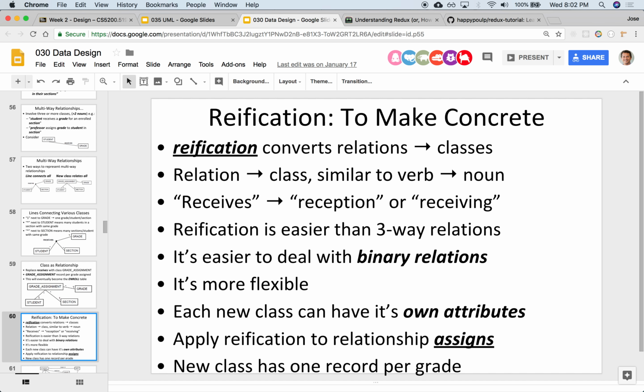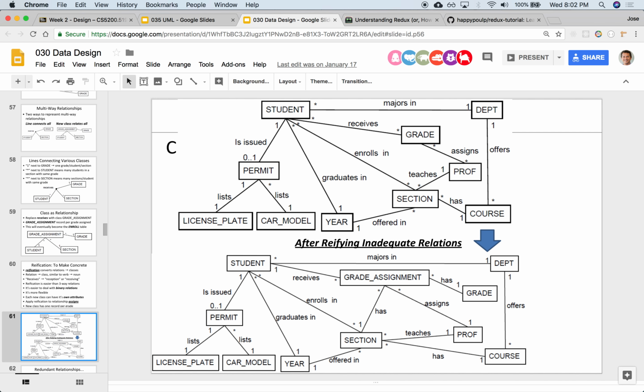So reifying is that we were able to convert it into a more concrete representation that can actually be converted into a relational schema. It typically happens when we have more than a binary representation, like a three-way or four-way relationship, which is a more common use. All right, so let's see.